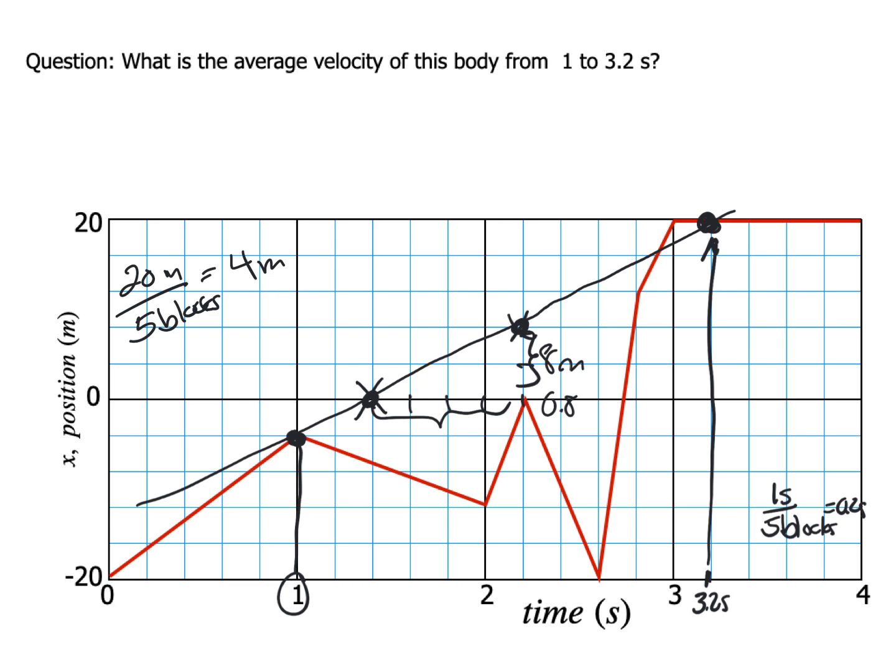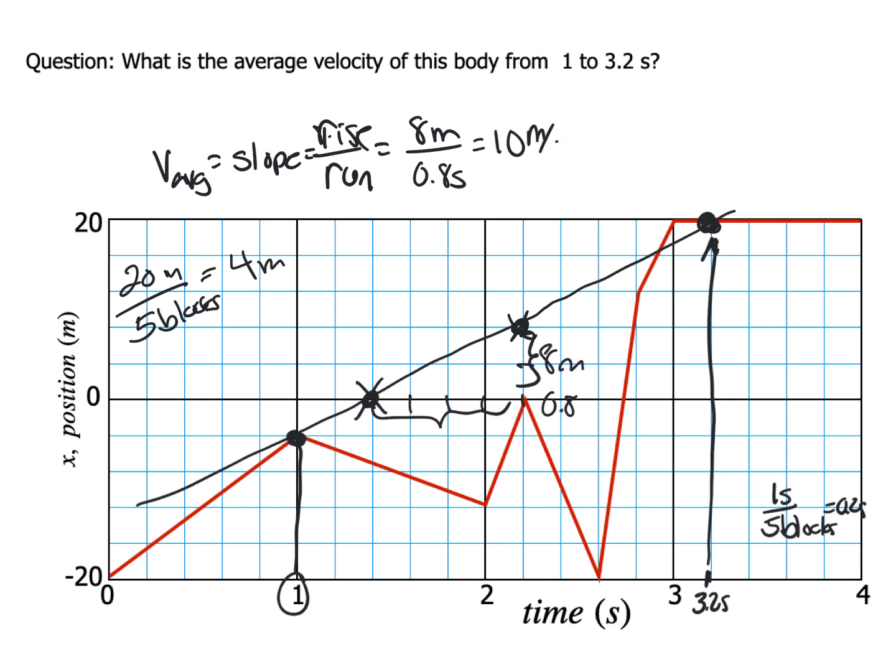All right. So in this case, the average velocity is equal to the slope of this line that's connecting the 2 points, and that's going to be the rise over the run, rise over run, and that's going to be the rise of 8 meters divided by 0.8 seconds. Well, 8 divided by 0.8 is 10 meters per second. So that is the average velocity.